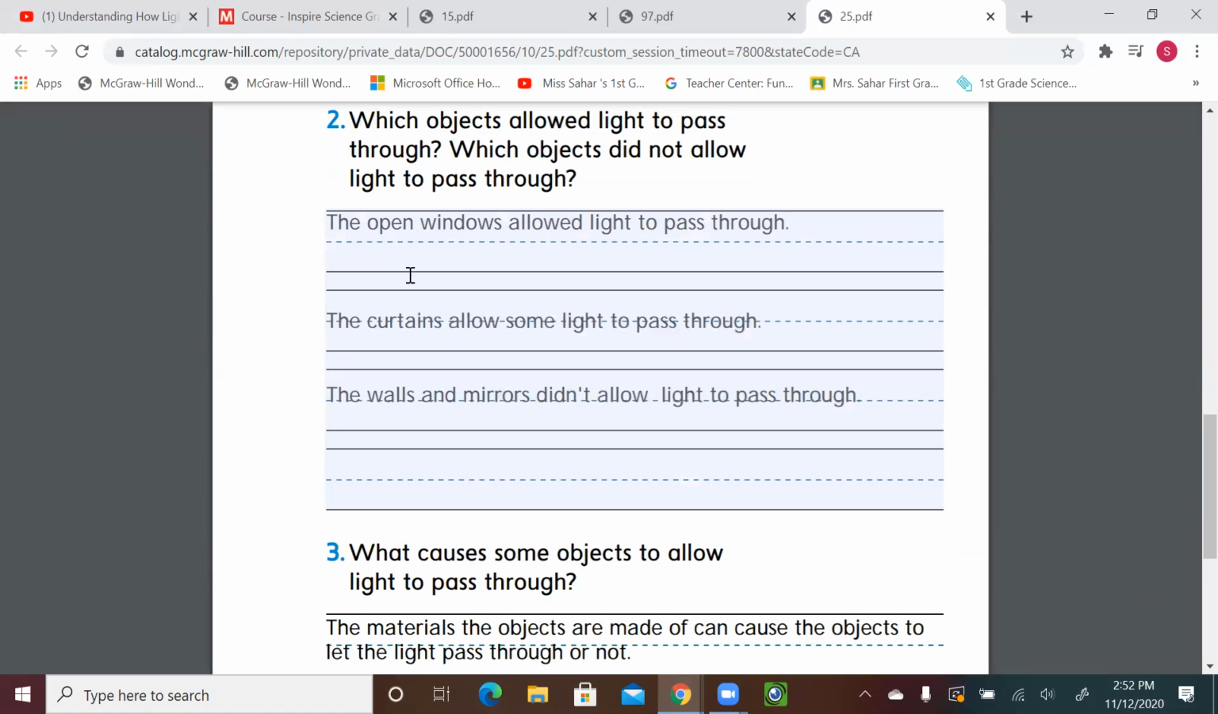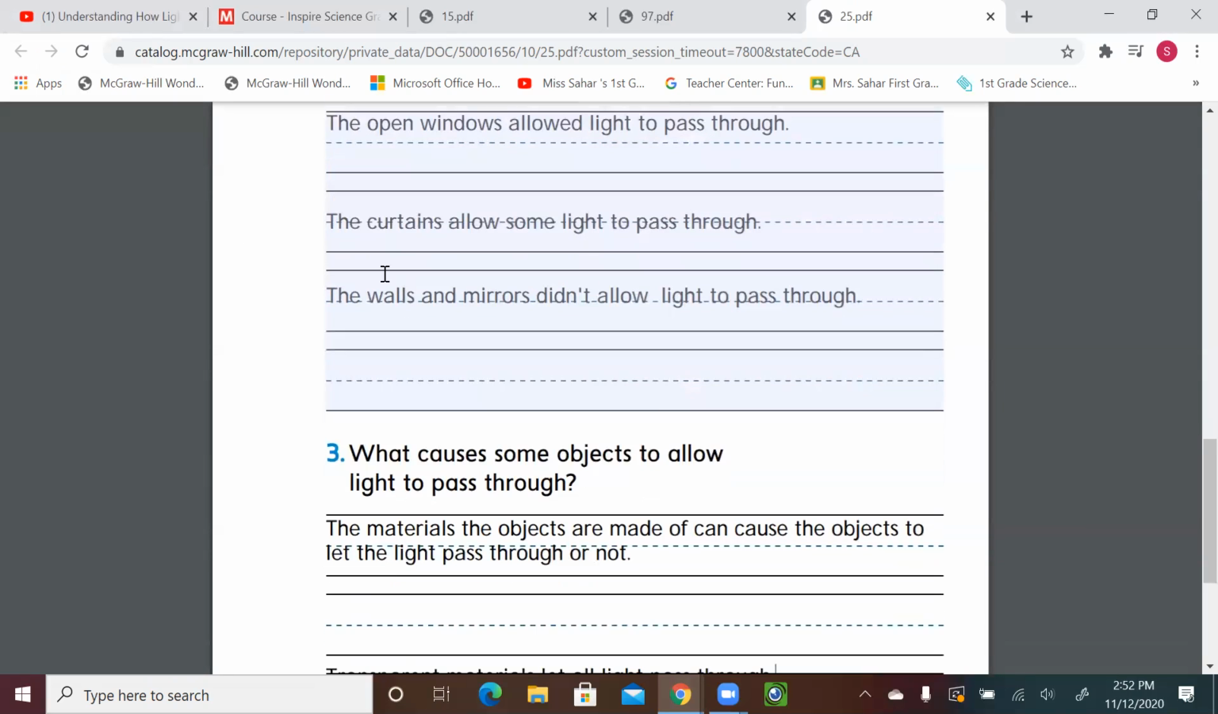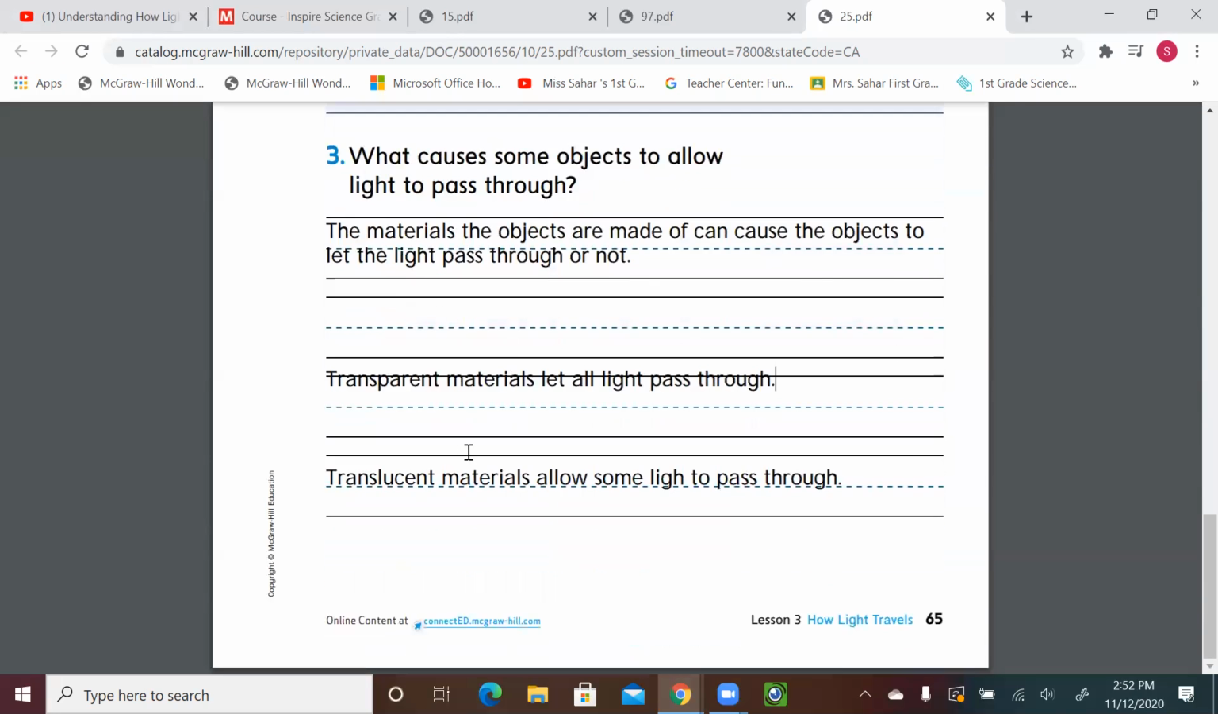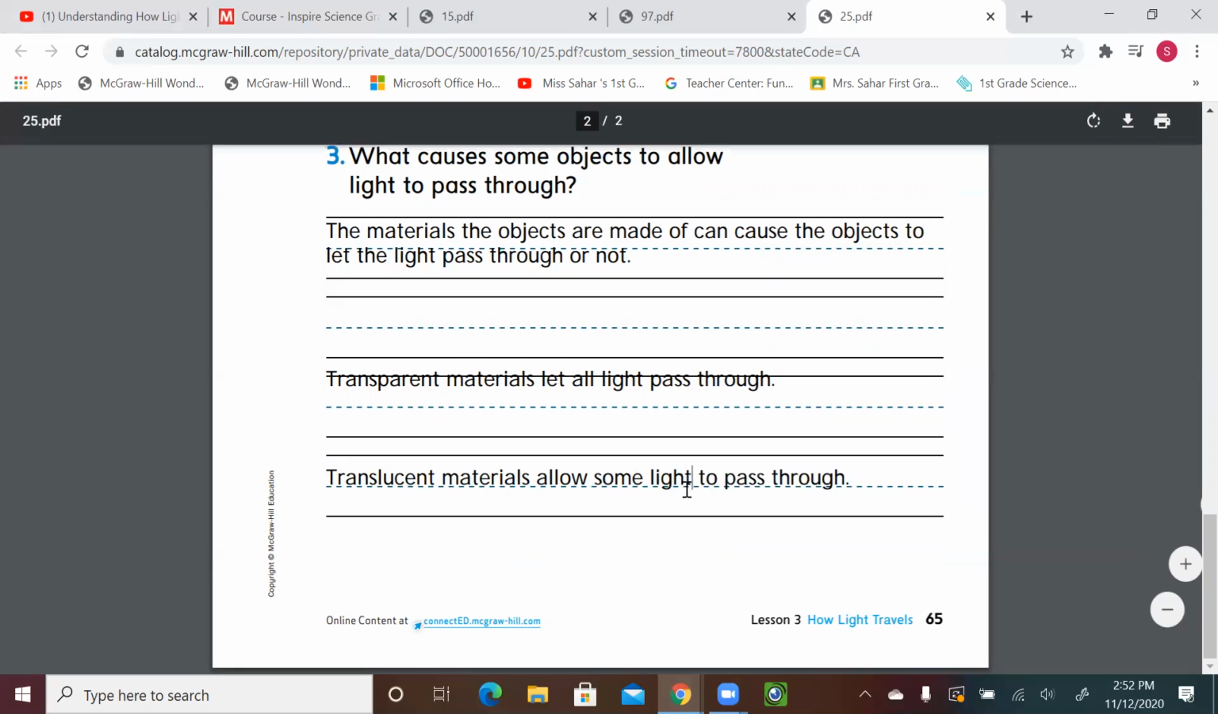Okay, so we know that some materials will allow light to pass through, such as if the windows are open or if it's clear glass. Also, we know that the curtains will allow some of the light to pass, and of course, opaque, which is walls, mirror, furniture, it won't allow light to pass through. And we know that transparent materials means that the light will pass through completely. Translucent will allow part of the light to pass through.